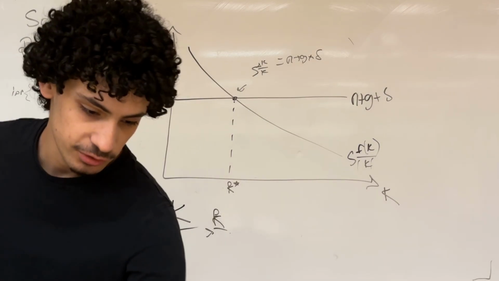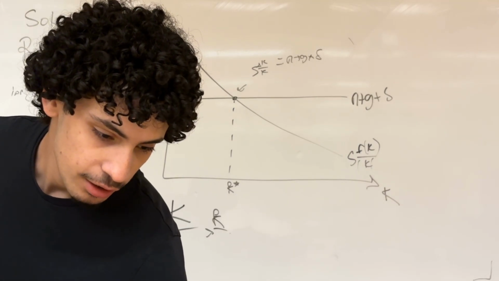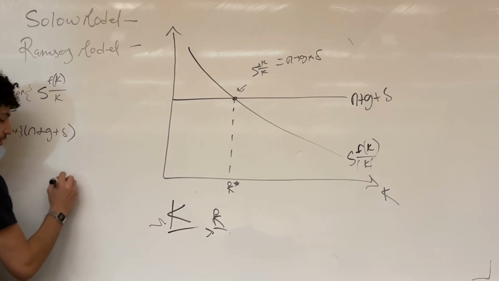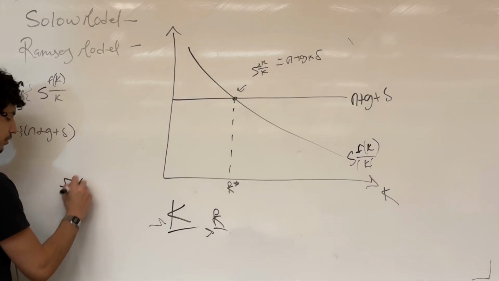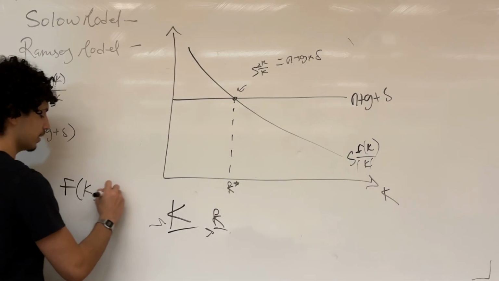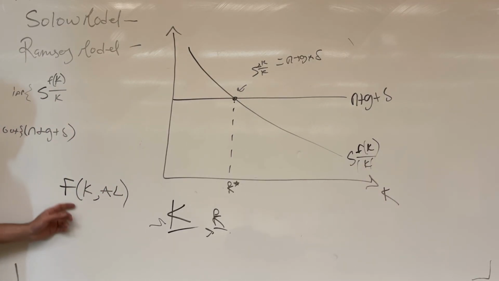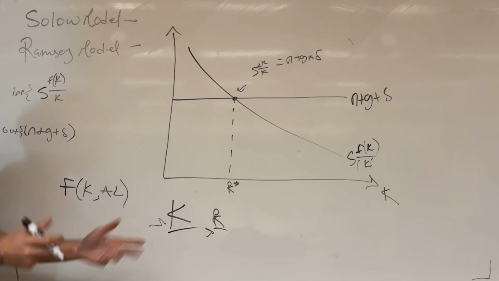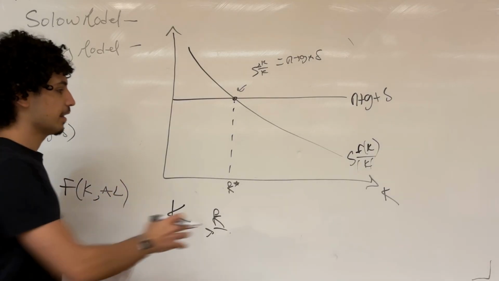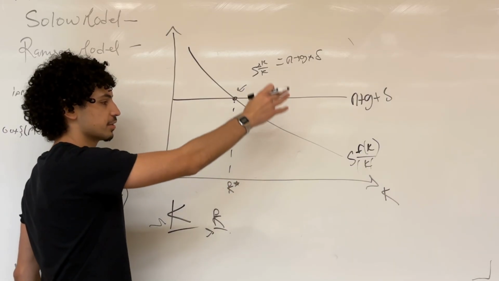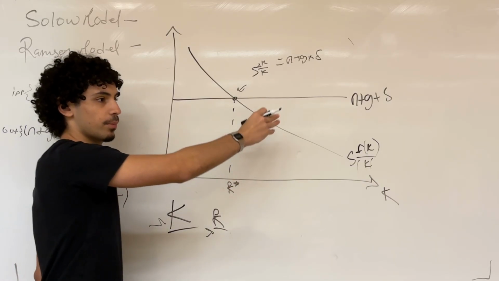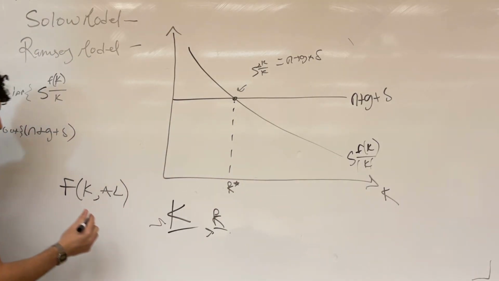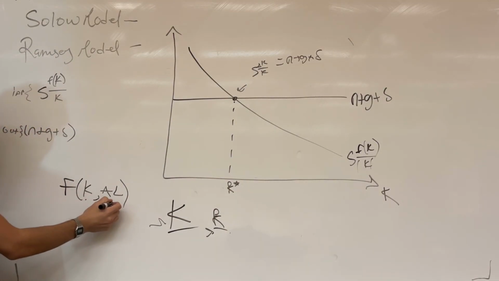This is probably where I should have started, honestly. But a function of the Solow model is the Cobb-Douglas one, which is F of K over AL. So this is a function of capital and productive labor, or effective labor. Now, what I modeled here is a function of capital per unit of effective labor. So this is just capital, this is just effective labor.